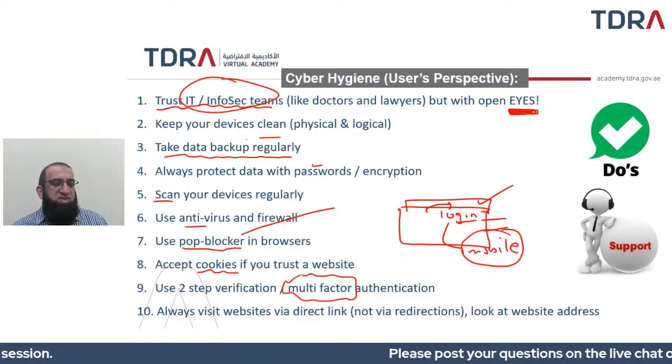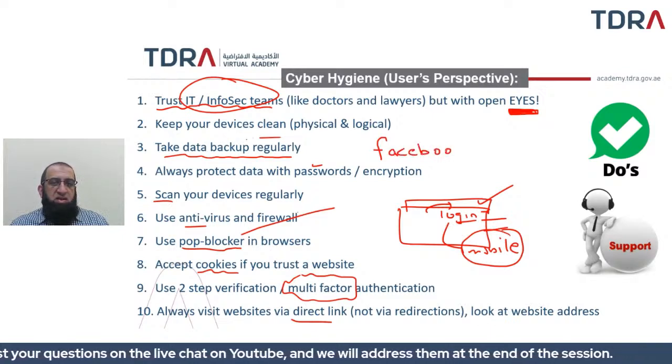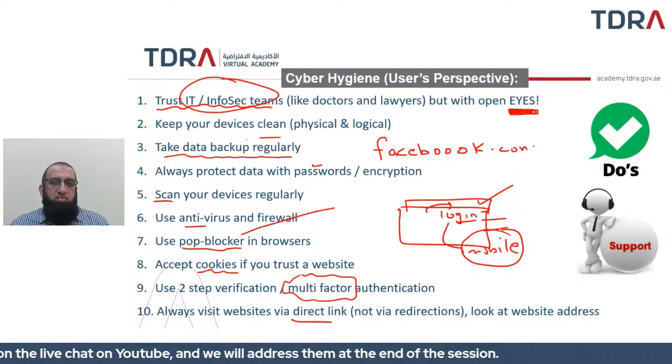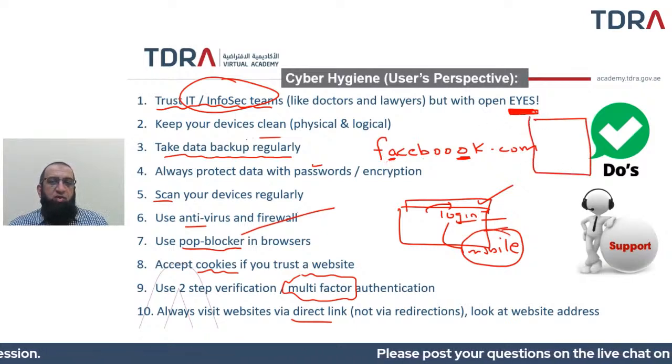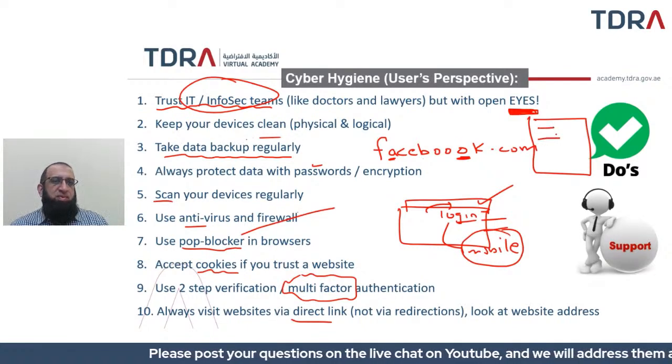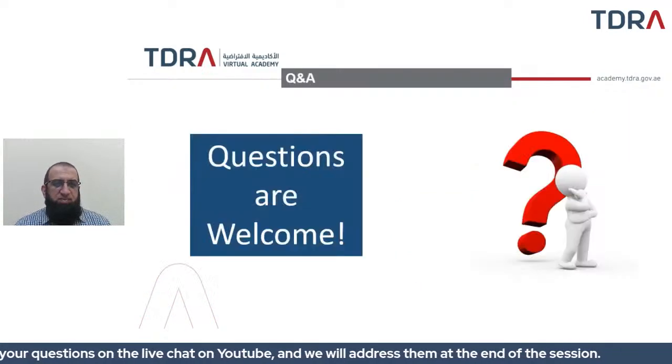And try to visit websites via direct link, right? So it would be like face.com. So you might not see the third O, right? Or sometimes they are using a special character over there. So the page that you are going to land on will be just like Facebook. You give a login and password and boom, you are gone, right? So these are typically, from the user's perspective, the cyber hygiene, right?